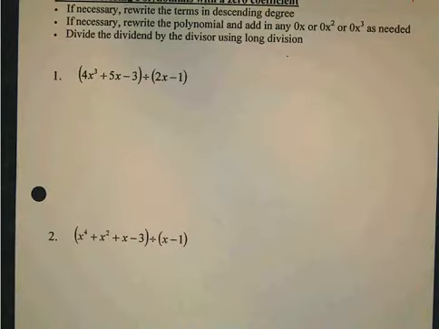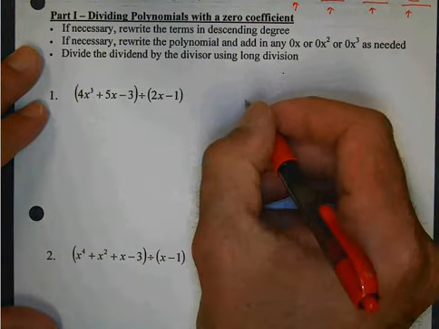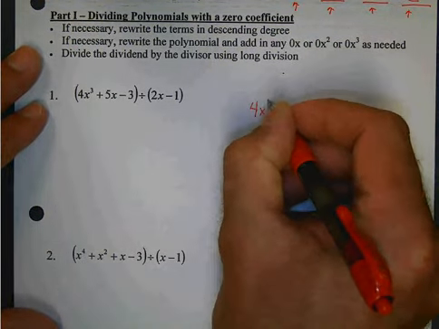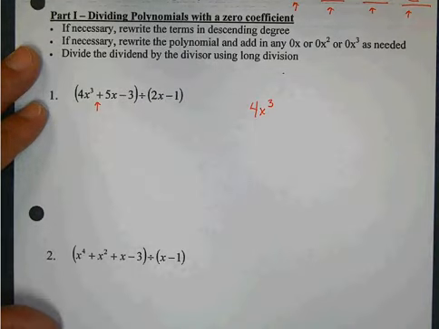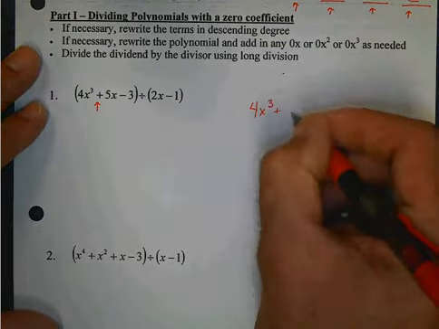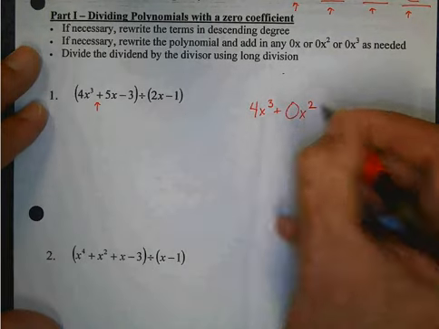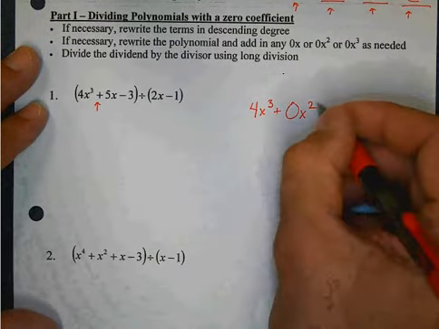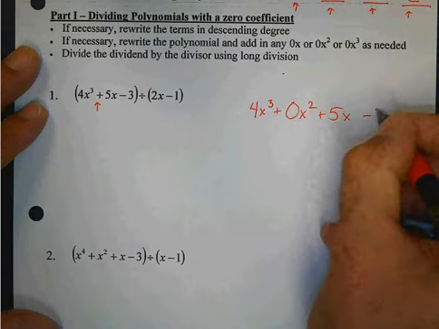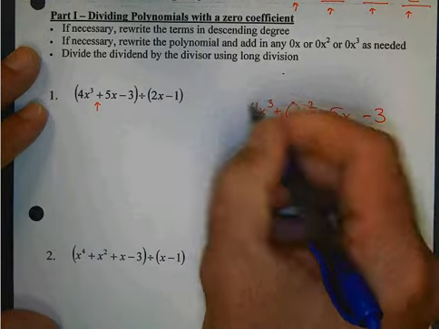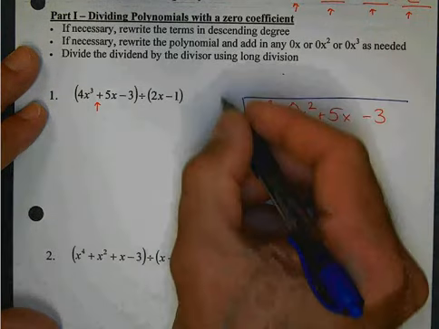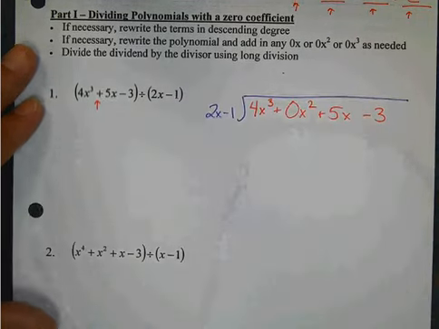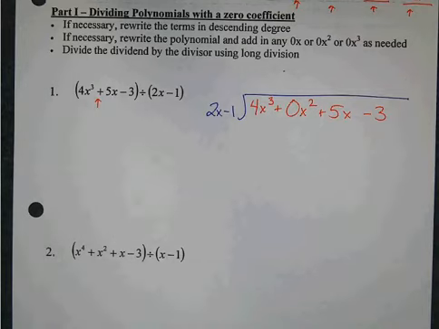So, here we have our first problem. Let me show you what we're walking through here. I've got 4x cubed, and then notice, what am I missing here? I'm missing the squared, and so I'm going to put in a 0x squared plus 5x minus 3. So that's my new part that's inside the division sign. And on the outside, I have 2x minus 1. Now that I have it written correctly, I can do my long division just like normal.